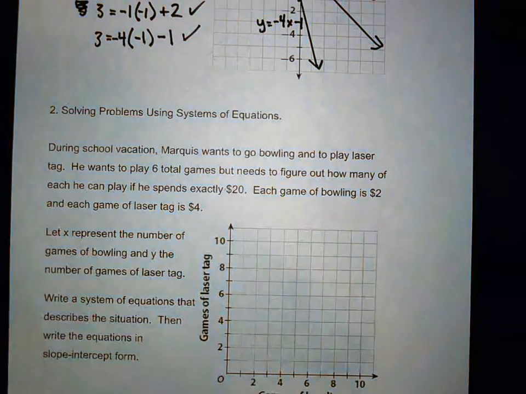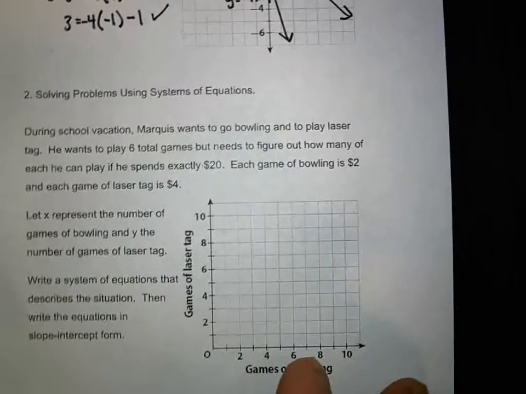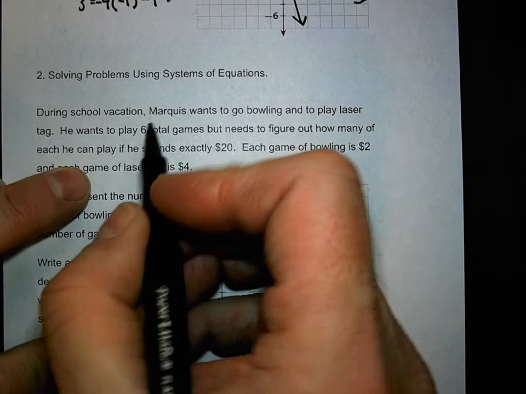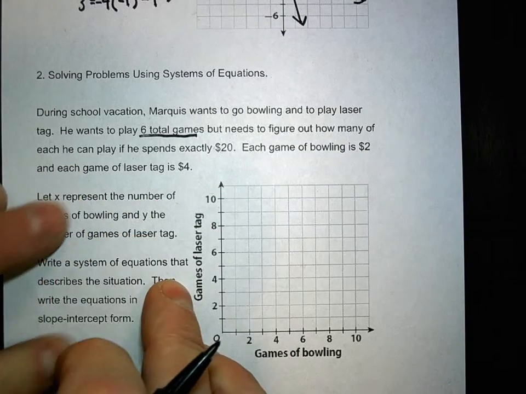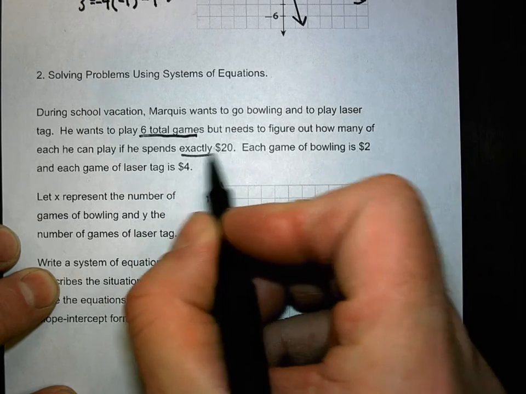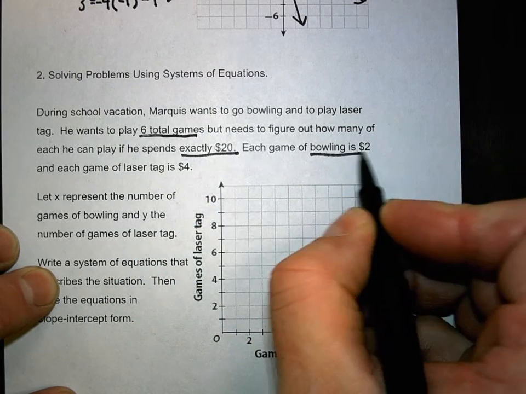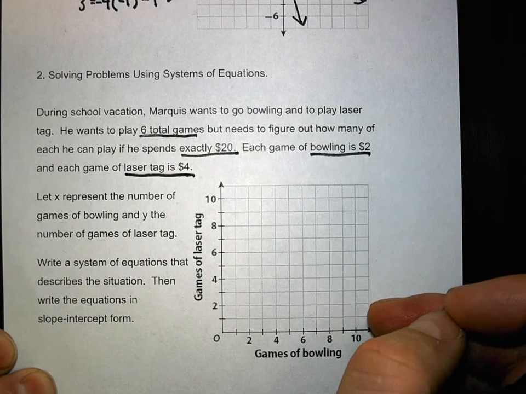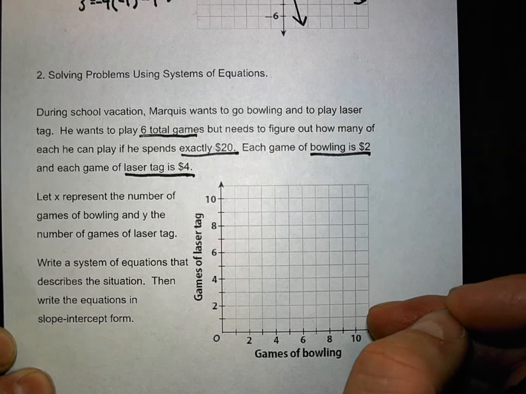Okay, so let's look at number 2. It says, during school vacation, Marquise wants to go bowling and play laser tag. He wants to play a total of 6 games, but he needs to figure out how many each he can play if he spends exactly $20. Each game of bowling is $2, and each game of laser tag is $4. Good so far?